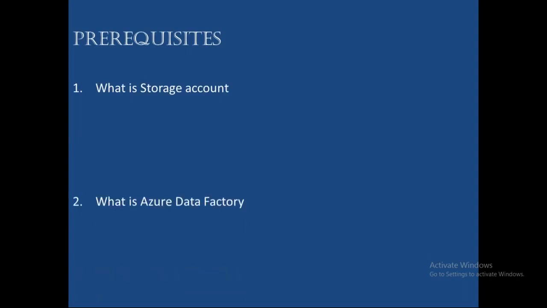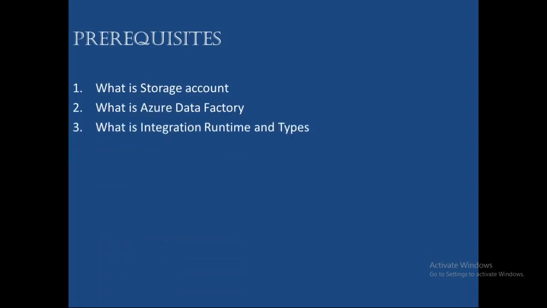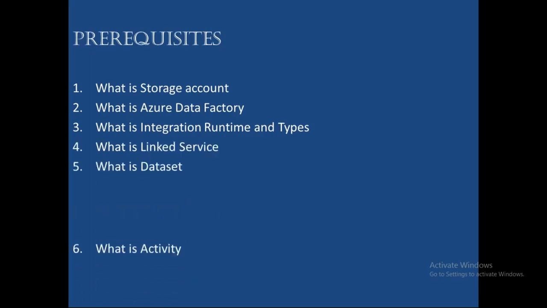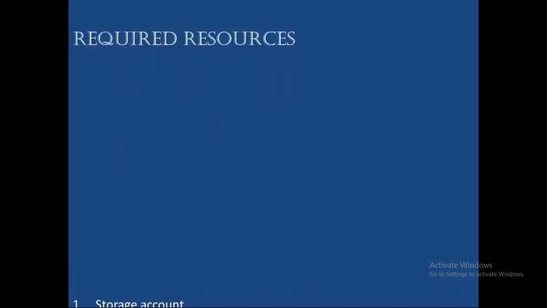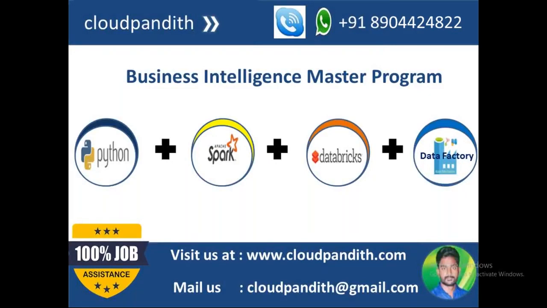Prerequisites: we should know storage account, Azure Data Factory, integration runtime and types, linked service, data set, activities, and pipeline. These are the prerequisite things that we need to know. We already discussed each and everything in detail. Next, required resources: we need a storage account and a Data Factory V2. Okay, so that's all the slides I have.